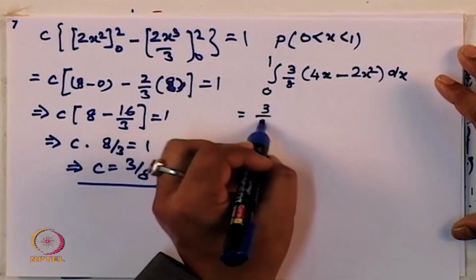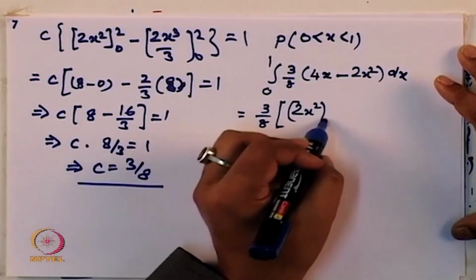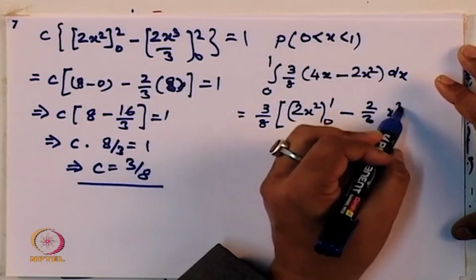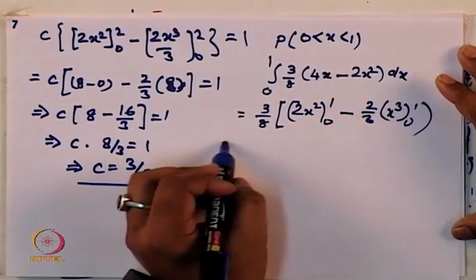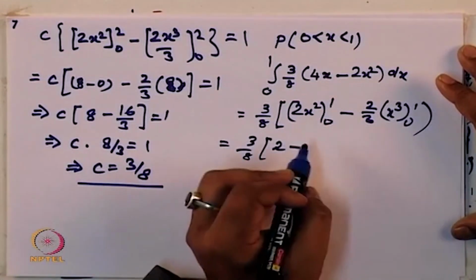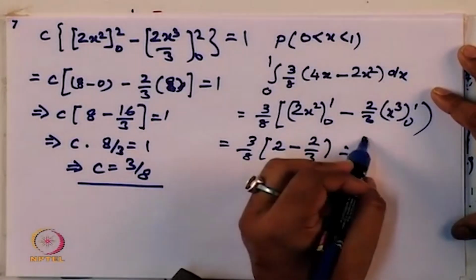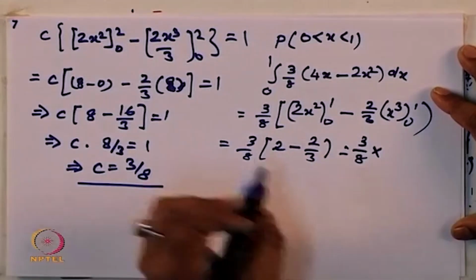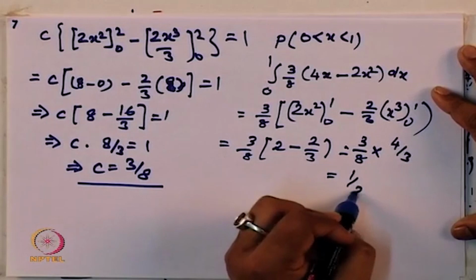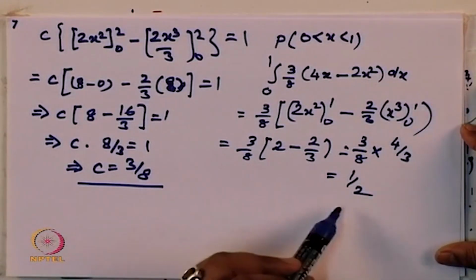This will give me 2x square, 1 minus... equal to 3 by 8, 2 minus 2/3, 6 minus 2, 4 by 3, equal to 3 by 8 into 4 by 3, equal to half. Okay. So, probability 0 less than x less than 1 you can calculate.